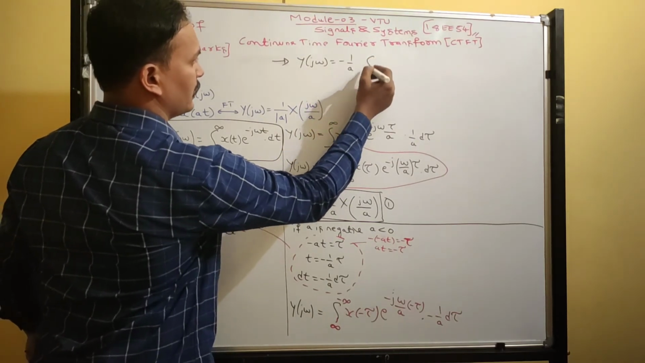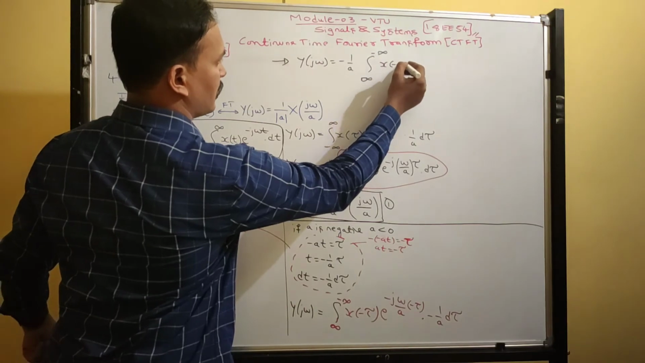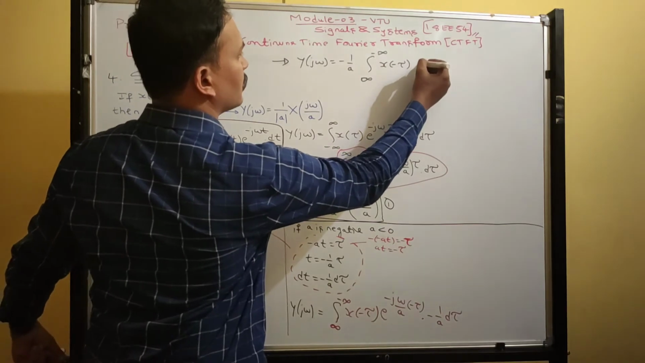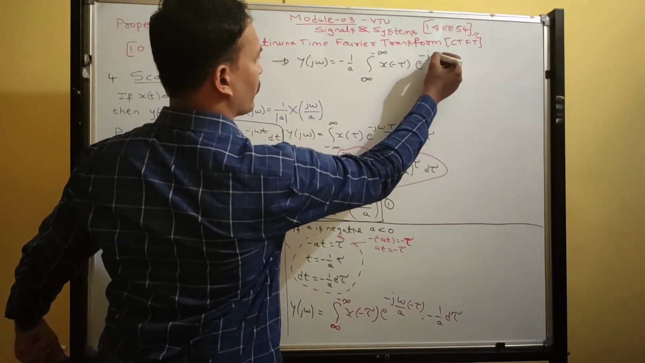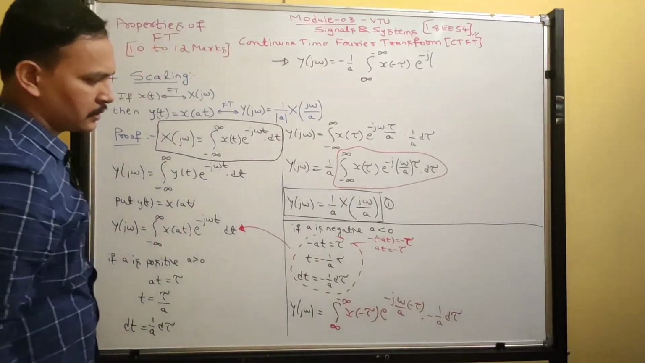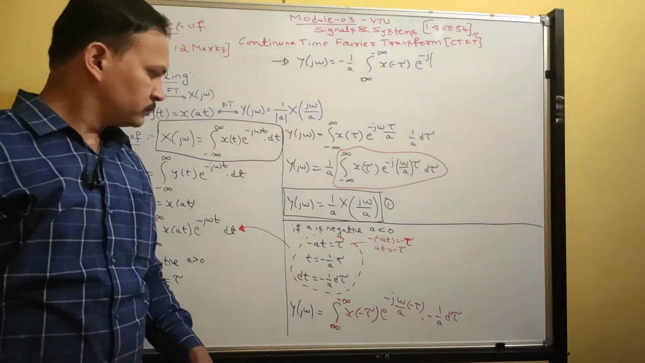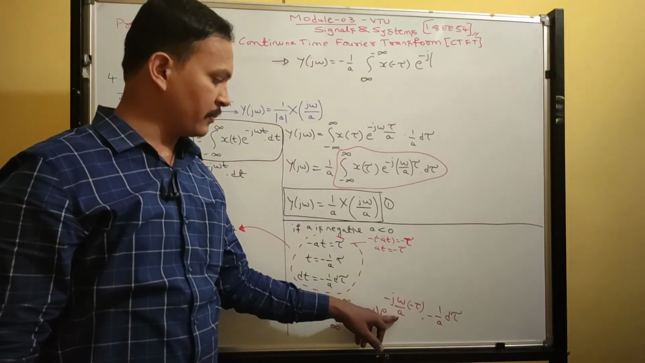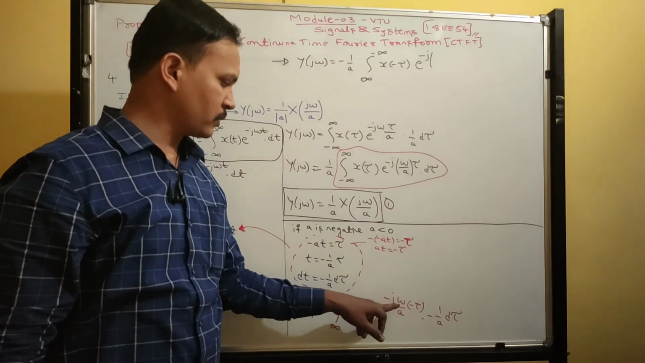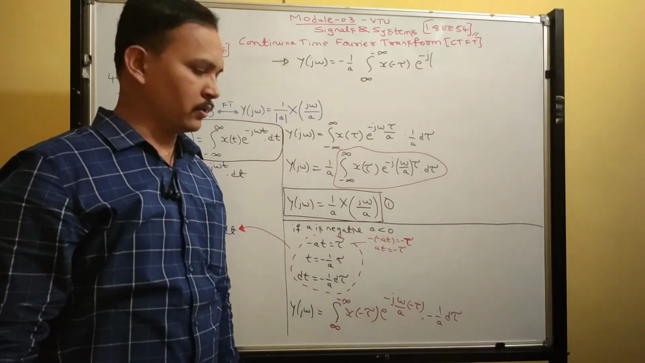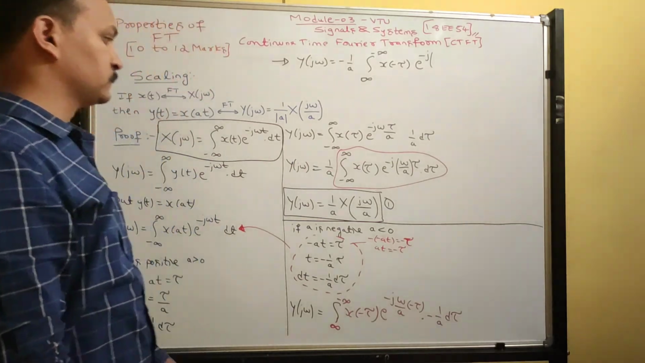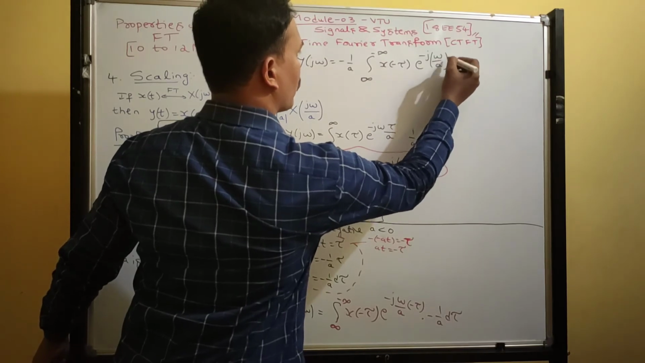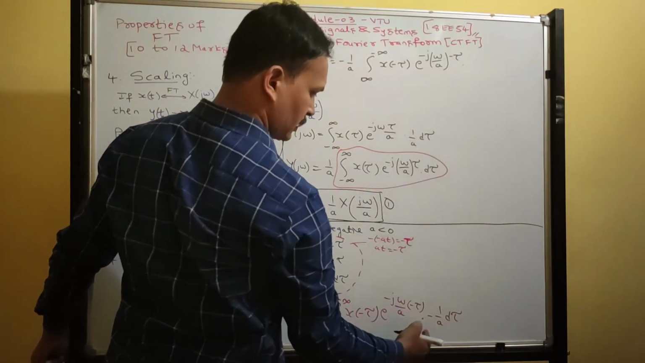integral from infinity to minus infinity of x of minus tau into e to the power of minus j omega by a into minus tau. So minus into minus, what? You will get plus tau. Otherwise I will write it like this, as it is: omega by a minus tau only, into d tau.